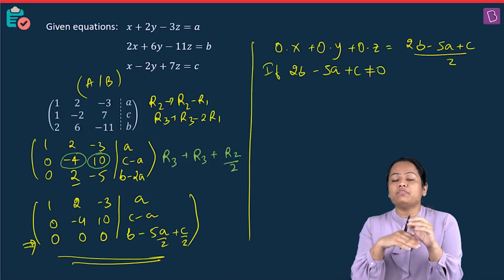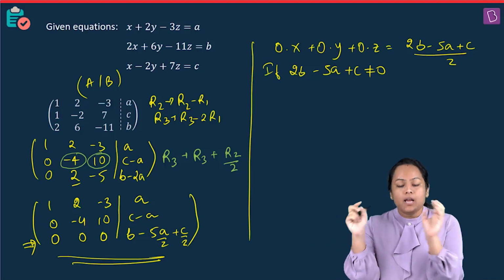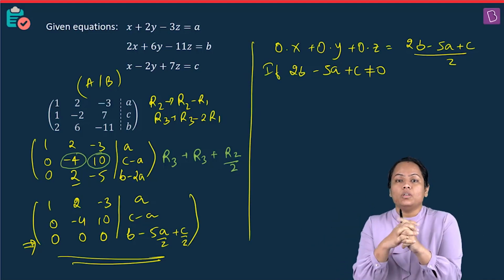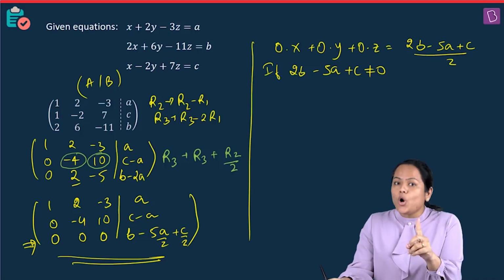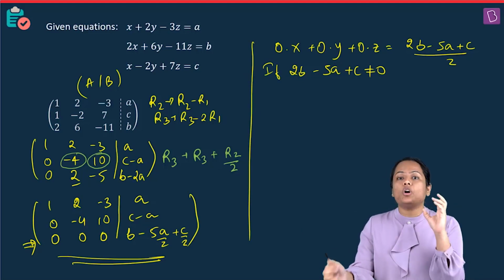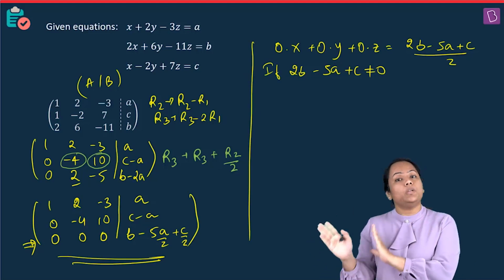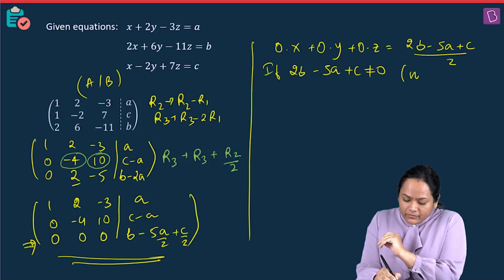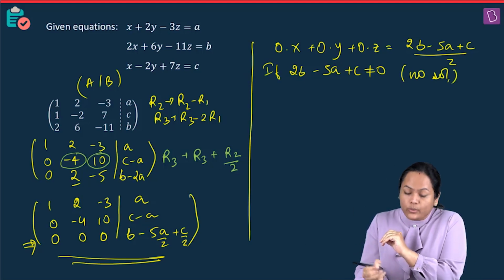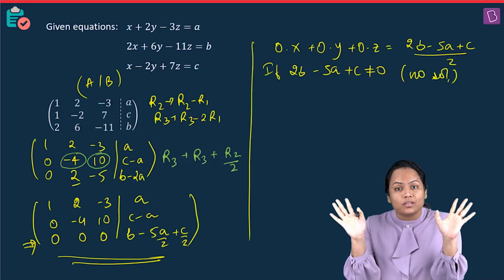Suppose it happens that for some values of a, b and c, my right hand part is non-zero. So can I get some values of x, y and z? No, you are right. We cannot get, because a 0 value cannot be equal to a non-zero value, right? So if it is non-zero, I can from here directly say that it is going to give me no solution.